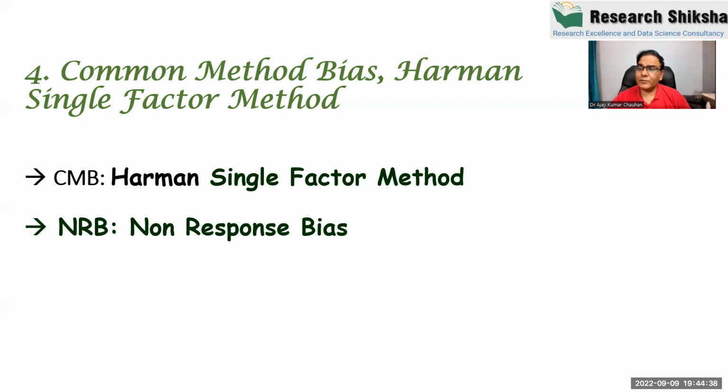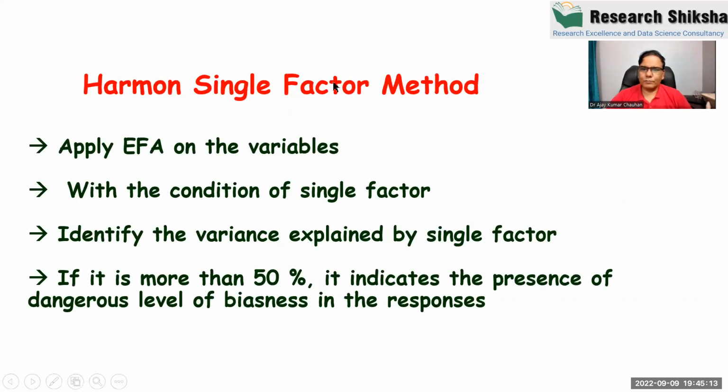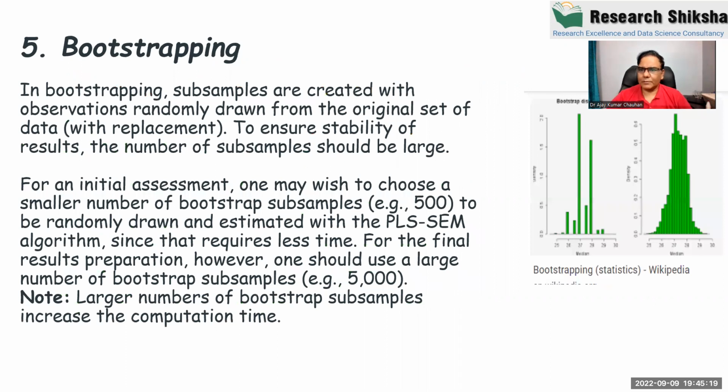Then we find out the differences between early respondents and late respondents. If the difference is significant, it means our results are suffering from non-response bias. And if there is no difference between early respondents and late respondents, it means there is no non-response bias. The difference between late and early respondents can be analyzed by applying an independent sample t-test. So these two types of bias you have to address in this study. I will show you how to measure the bias using Harman's single factor method. And yes, something about bootstrapping.